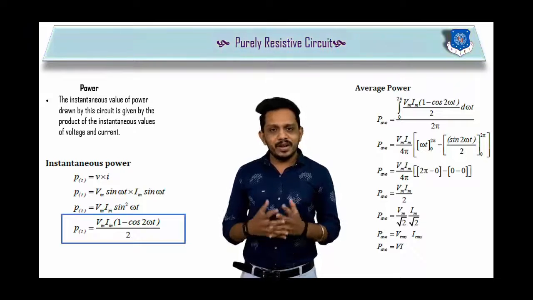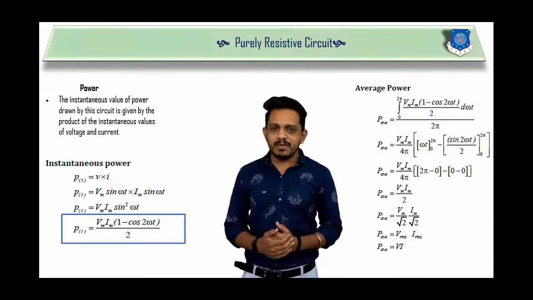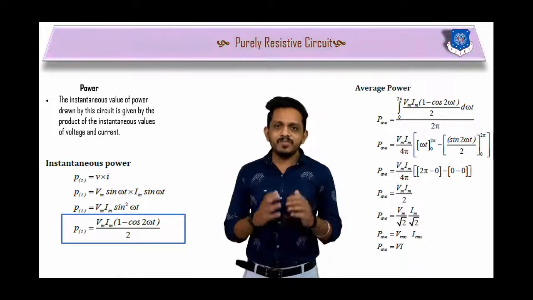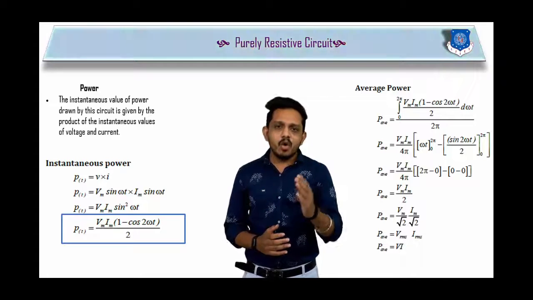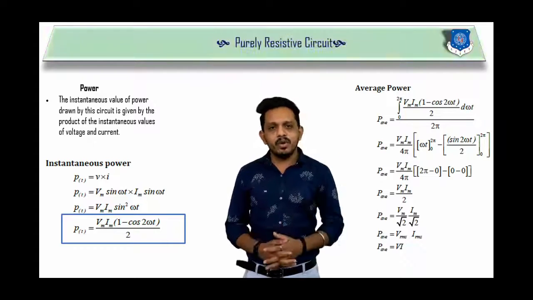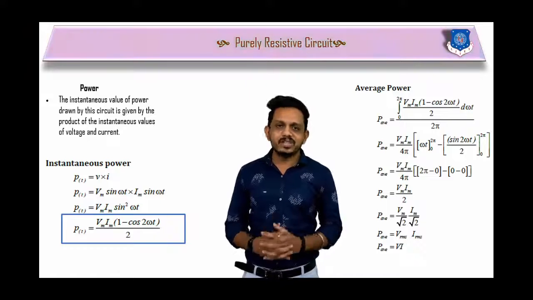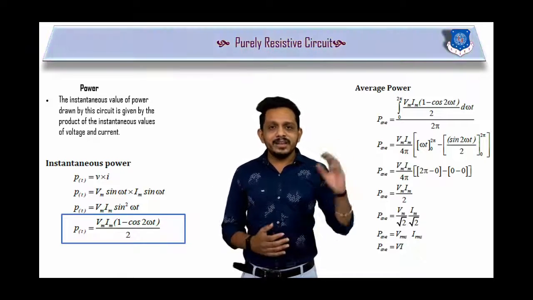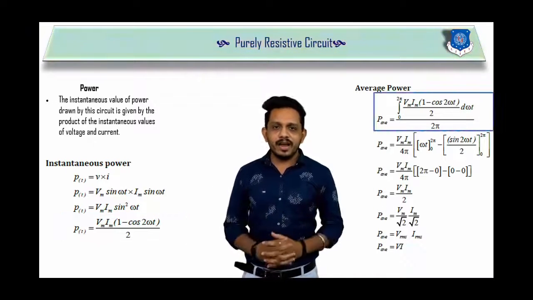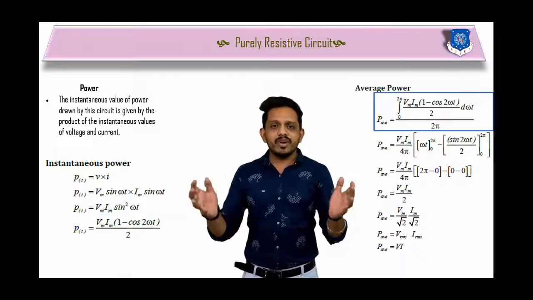So basically our equation of the instantaneous power is equal to Vm Im (1 minus cos 2 omega t) upon 2. So this is the equation of the instantaneous power. Now let's find the average power consumed by the pure resistor over one complete cycle.